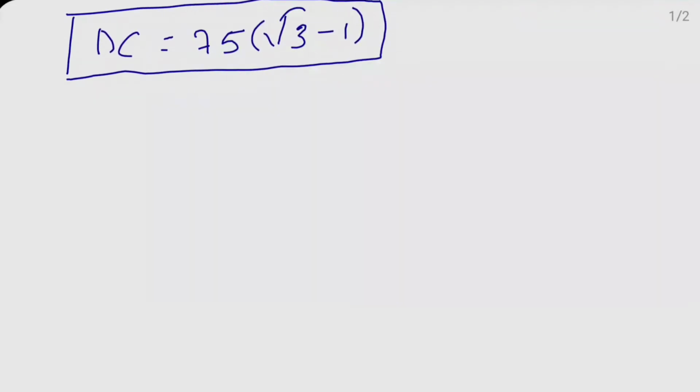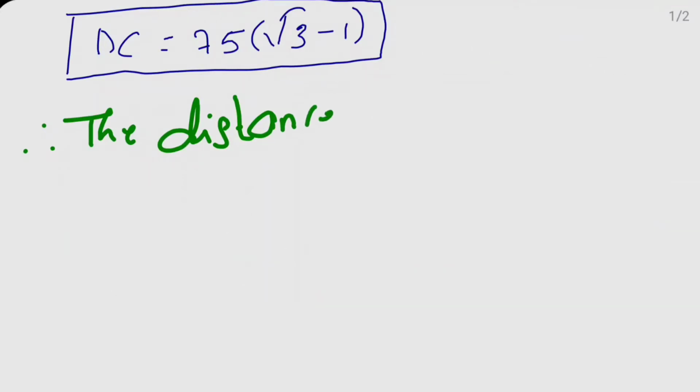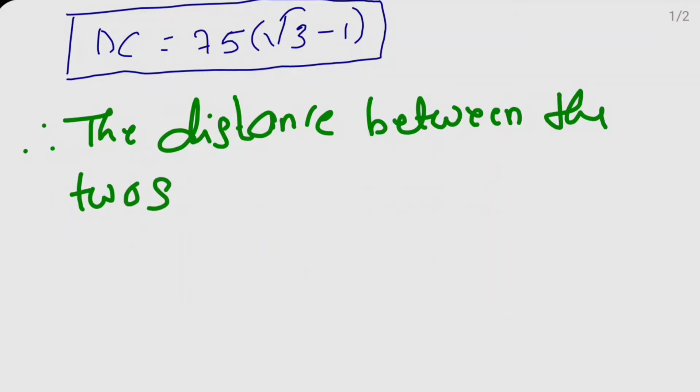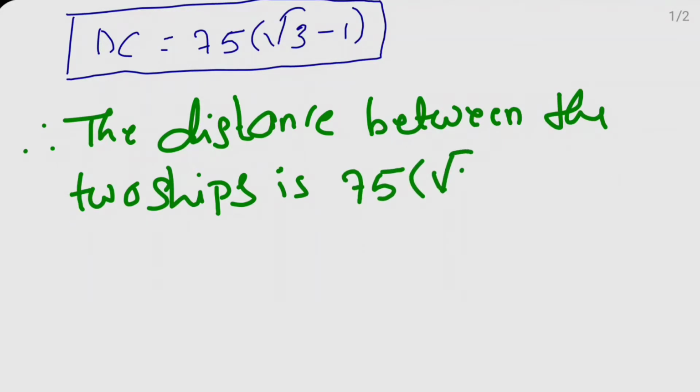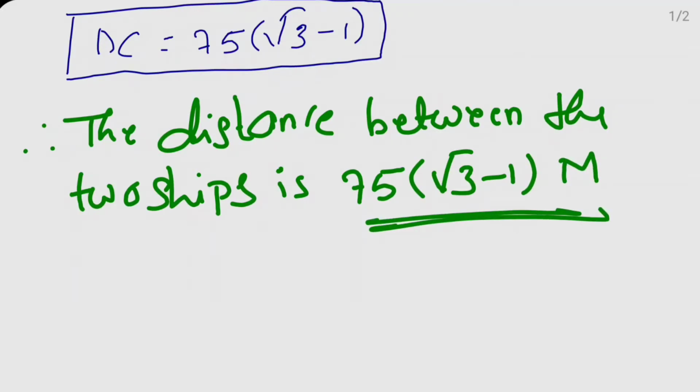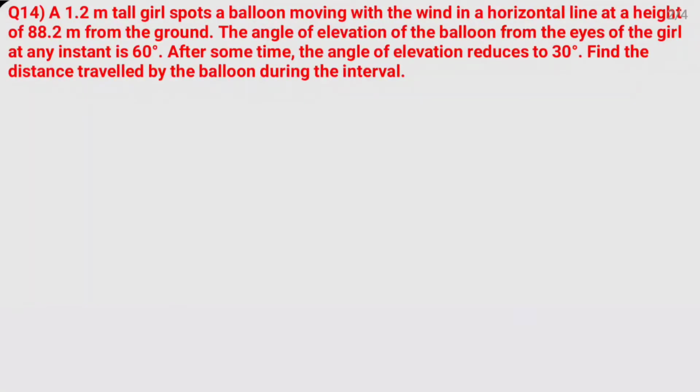So write down the conclusion here. Therefore, the distance between the two ships is 75 into root 3 minus 1 meter. Is it clear? Well students, look at the next problem.